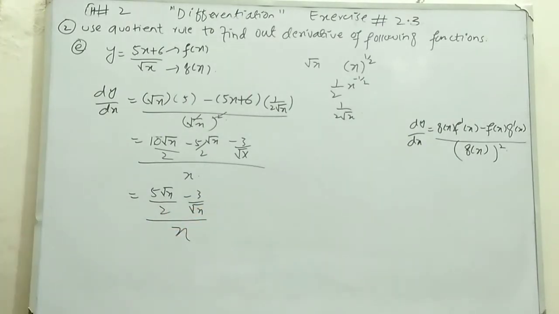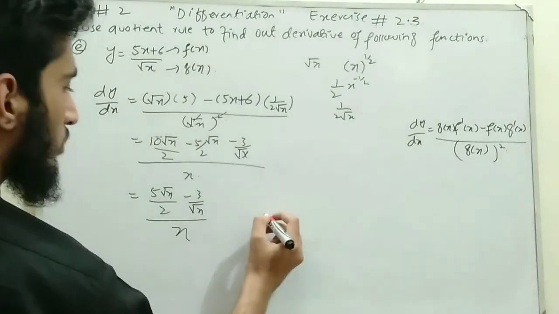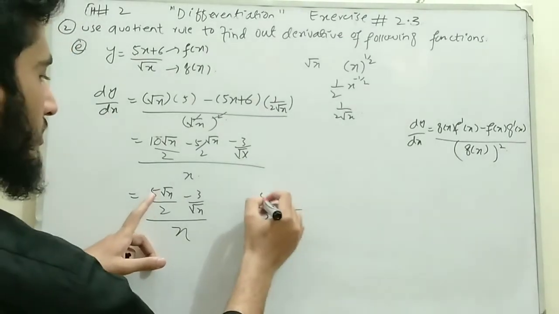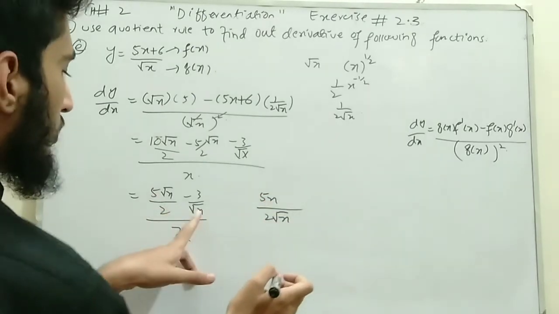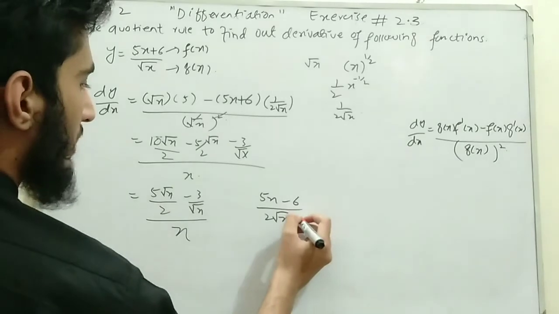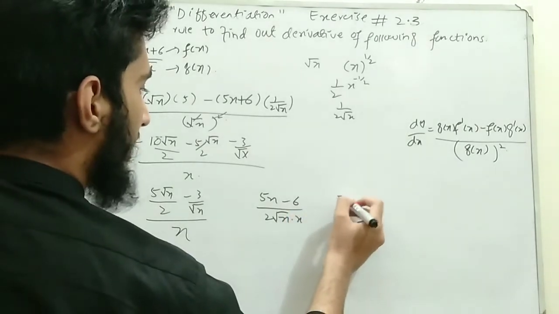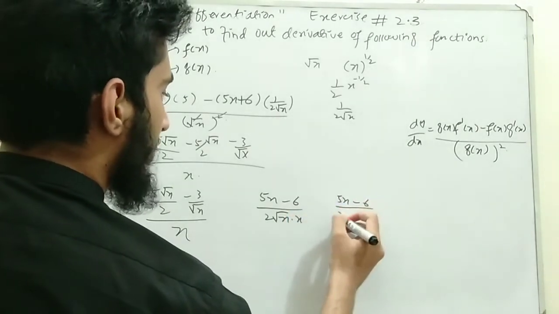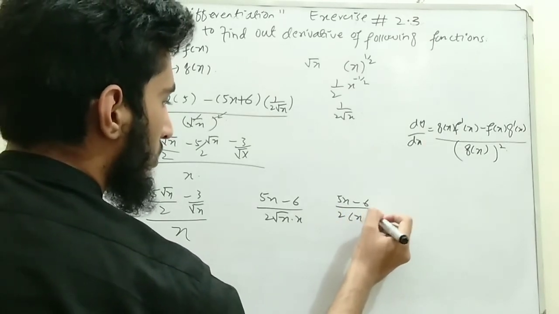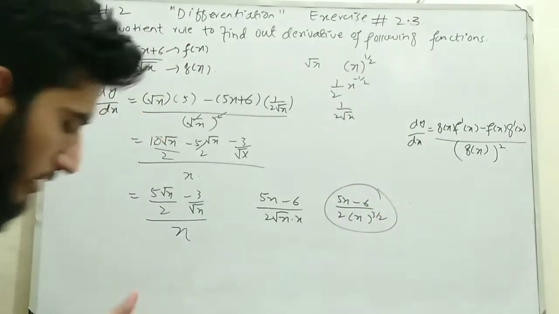Now after this, we can simplify it by taking LCM 2 root x, so 2 root x, it becomes 5x, and here we are left with root x, and we are left with 2, so it becomes minus 6, divided by x. Multiply x over here, so it becomes 5x minus 6 divided by 2, x root x, which can be written as x power 3 over 2. So this is the required derivative.